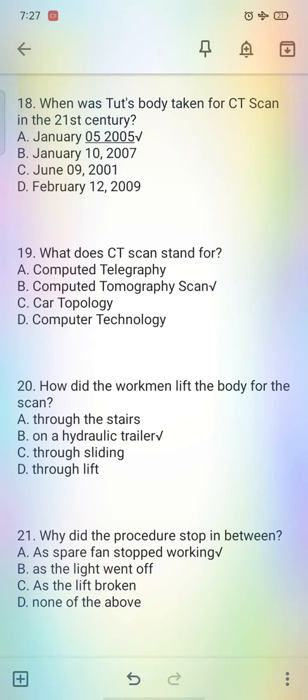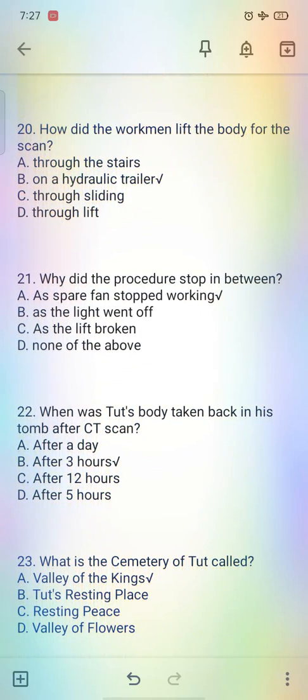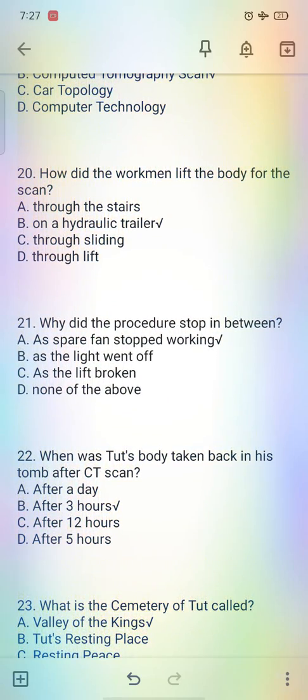19 multiple choice questions yet, and I hope every student is enjoying the video with the unique information about the chapter, and these MCQs will help you a lot to understand the summary as well as the chapter's ideas and stories as well. Now the next, how did the workman lift the body for the scan? Through the stairs, on a hydraulic trailer, through sliding, through lift. So B, second option, that is on a hydraulic trailer. It would be correct.